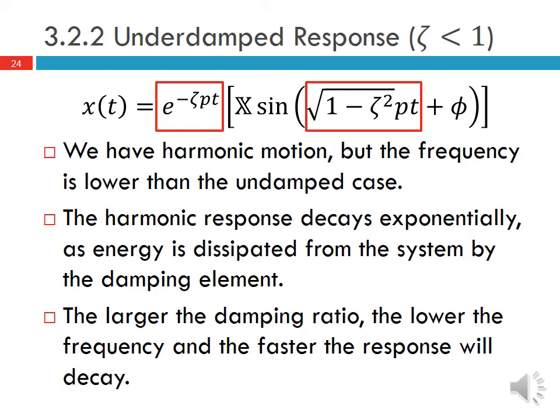So it's important, again, that we remember that we're talking about the case where zeta is less than 1. So zeta can be anywhere between 0 and 1. And it's typically expressed as a percentage. So you might say that the system has 5% damping or something like that if zeta is equal to 0.05 in the underdamped case.